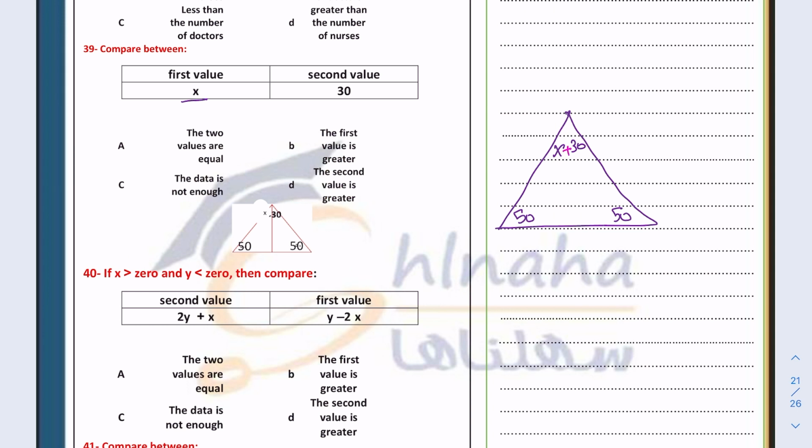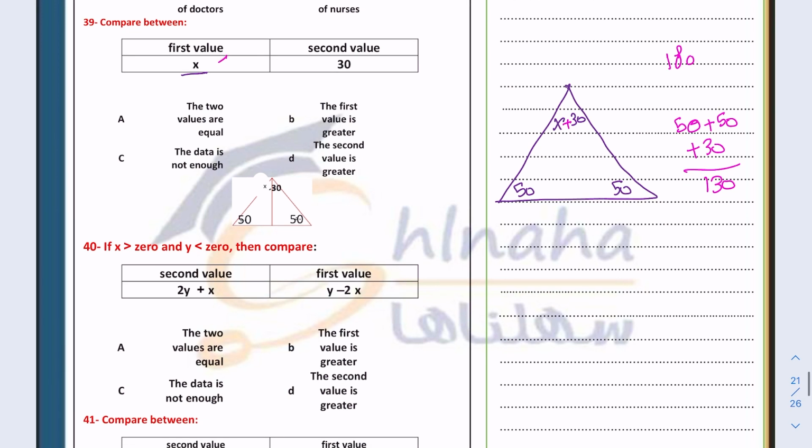The measure of the interior angles for any triangle is 180 degrees. I can add 50 plus 50 plus 30, which is 130. Out of 180, so the answer will be 50. The answer will be 50. 50 is more, so I will choose letter A. Let's take the next question.